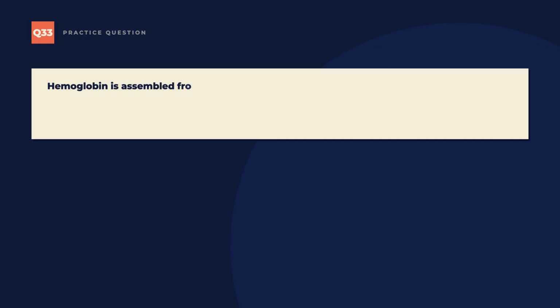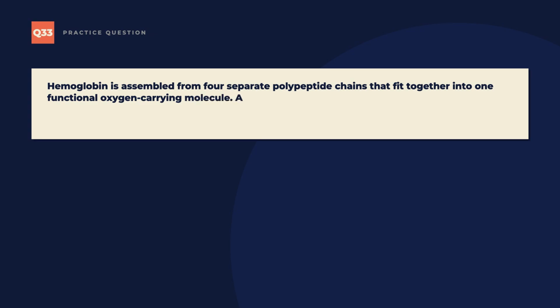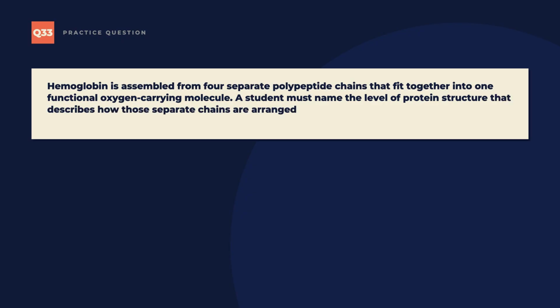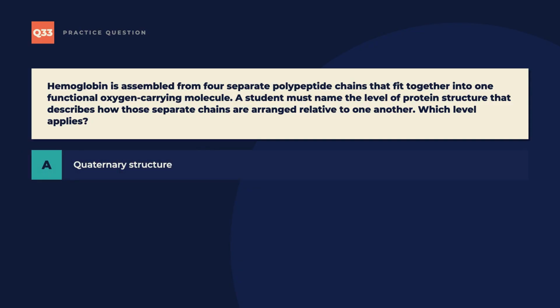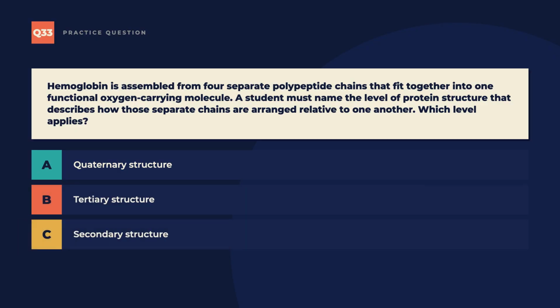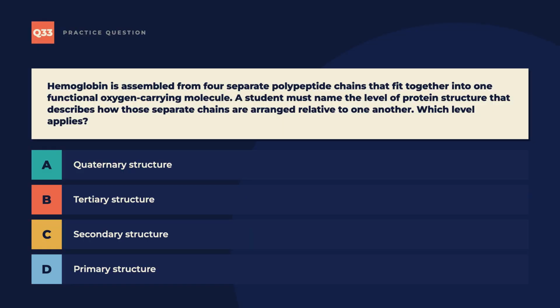Question 33. Hemoglobin is assembled from 4 separate polypeptide chains that fit together into one functional oxygen-carrying molecule. A student must name the level of protein structure that describes how those separate chains are arranged relative to one another. Which level applies? Your options are A. Quaternary structure, B. Tertiary structure, C. Secondary structure, D. Primary structure. Which one is it? Pause the video if you need more time.